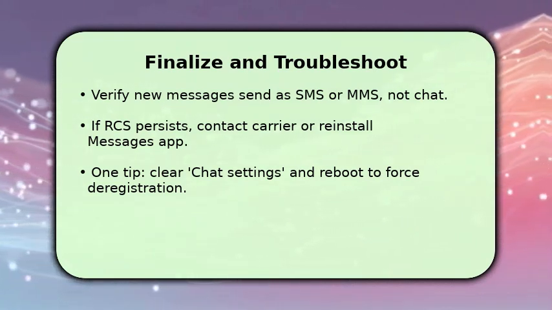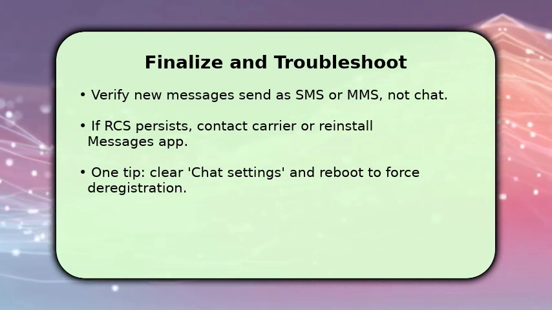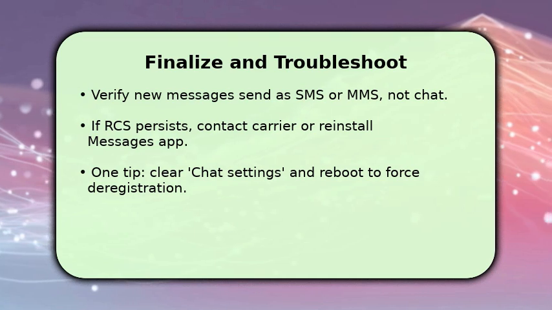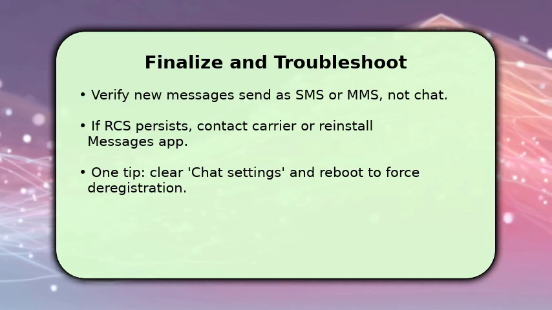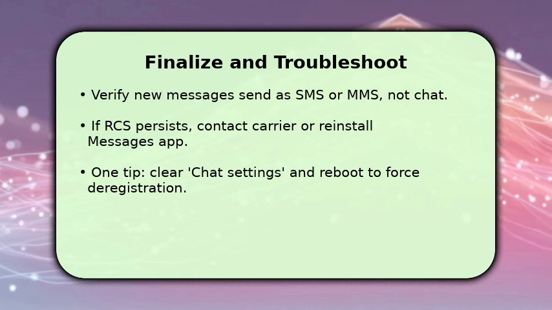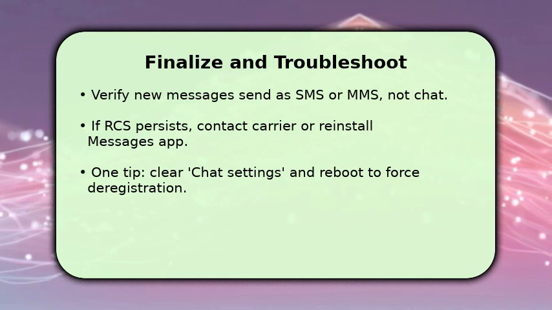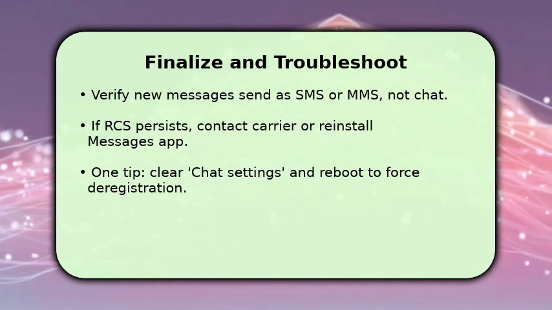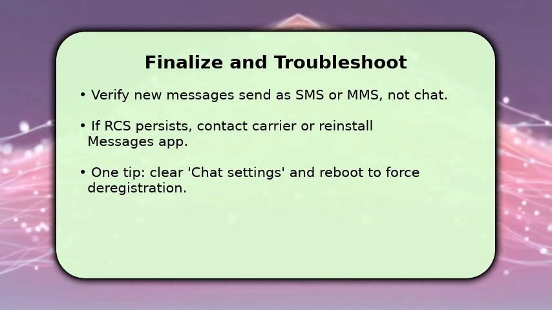If your phone still tries chat features, reinstall the Messages app and repeat the disable process, or contact your carrier to remove RCS registration on their end. Make sure to reboot the device after reinstalls or carrier changes. One useful troubleshooting tip: clear chat settings and cache, then reboot to force deregistration. If problems continue, carrier intervention usually resolves persistent reactivation.